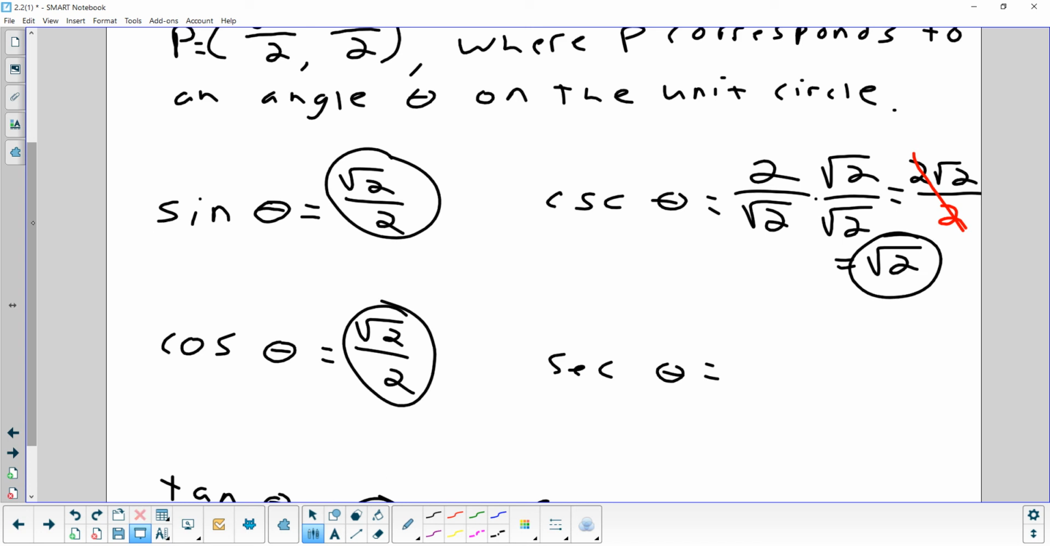How about my secant? What's that going to be? Yeah, it's the same thing. Sine and cosine are the same number. So it doesn't make sense to go through all the work of flipping this again. You just did it.